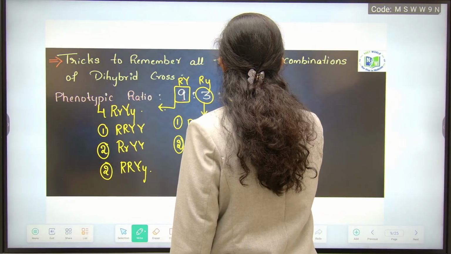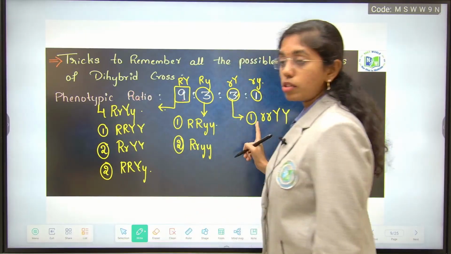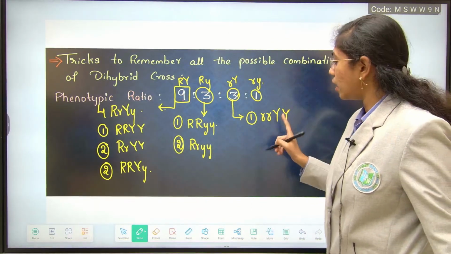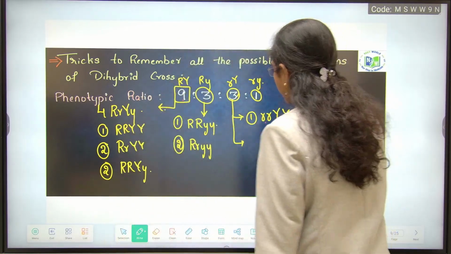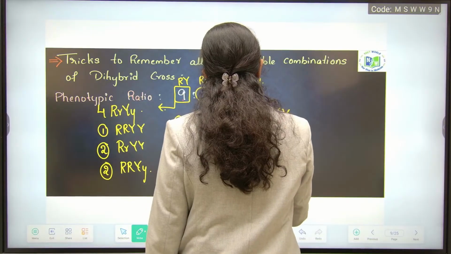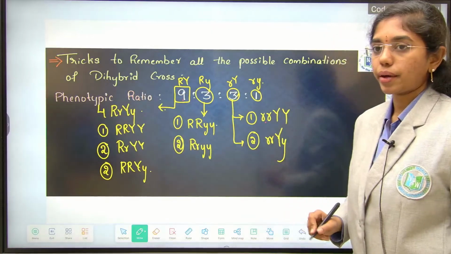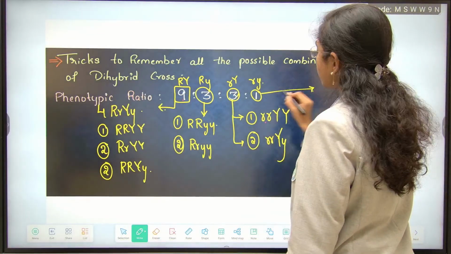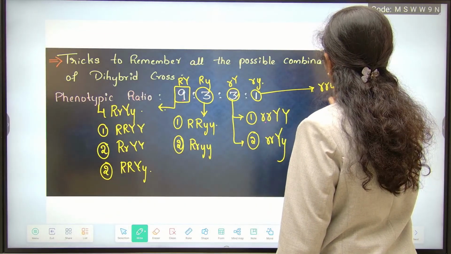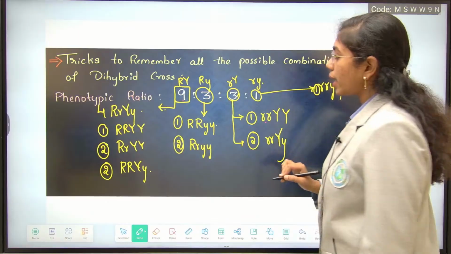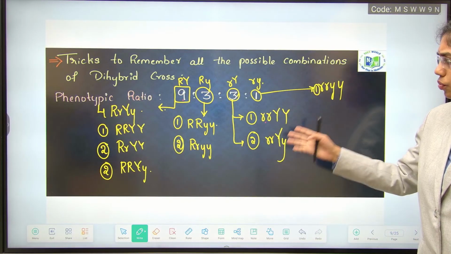Next, 1 will be homozygous green and yellow, and 2 will be homozygous wrinkled and yellow. 2 will be homozygous for the recessive trait and heterozygous for dominant. And the rest 1, recessive for two traits, will be small r, small r, small y, small y. Fine, right? These are all the possible combinations. You have to remember it for sure. That is very easy to remember.